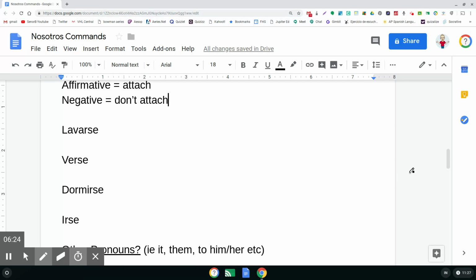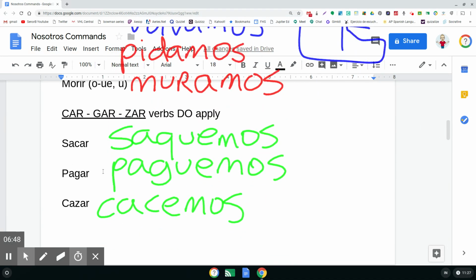Let's do the negative first because negative is a little bit easier. Let's remember that since these are nosotros commands, the se is going to change to nos. And this is the negative command again: no nos lavemos, like that. I didn't mention earlier, but if you want to make any of these commands negative, you just stick a no in front of it. So earlier when I said pagar, pagemos would mean let's pay. If I want to say let's not pay for something, I can just put no in front of it and say no paguemos.